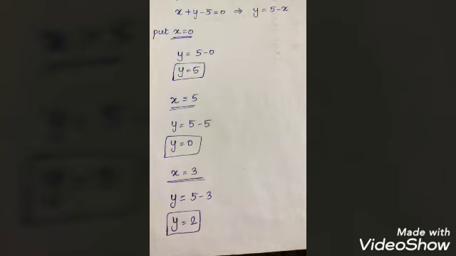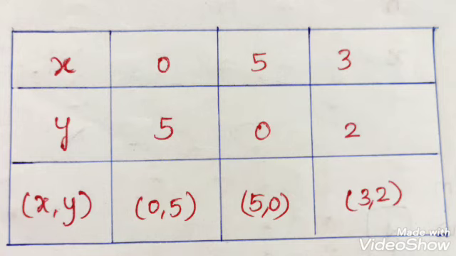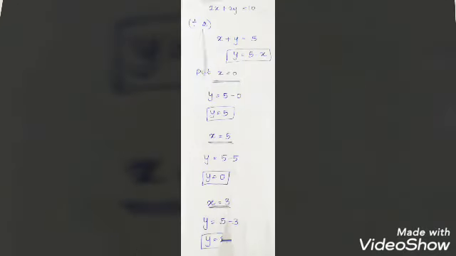So take your first equation, x plus y minus 5 equal to 0. How can we write? Y equal to 5 minus x. First put x is equal to 0. What you will get? Y equal to 5 minus 0, y equal to 5. X is equal to 5, y equal to 0. X is equal to 3, y equal to 2. Next we have to tabularize. So x is equal to 0, y equal to 5; 5, 0; 3, 2.